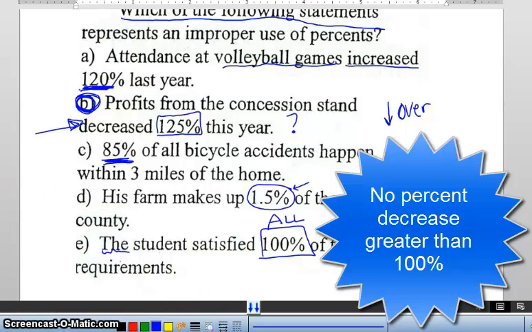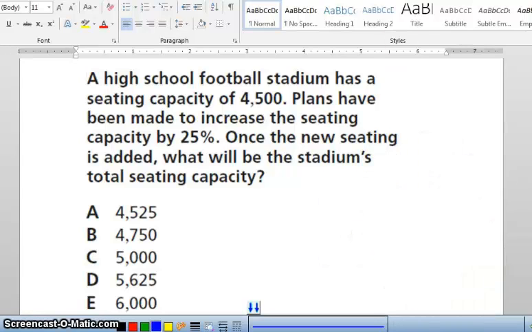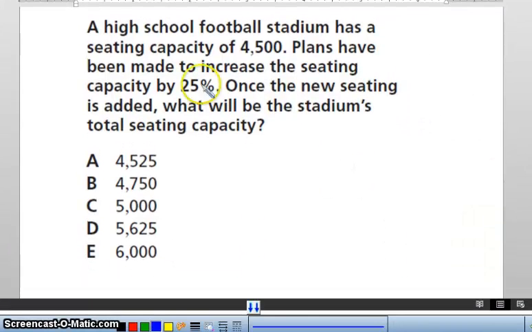And then we're going to do one last question. The final question here has to do with percentages once again. Pretty easy way to do percents. It says a high school football stadium has a seating capacity of 4,500 people. Plans have been made to increase the seating 25%. So we're going to take 100% of the seats, and we're going to increase it 25 more percent. That'd be 125%. Once the new seating is added, what will be the stadium's total capacity?